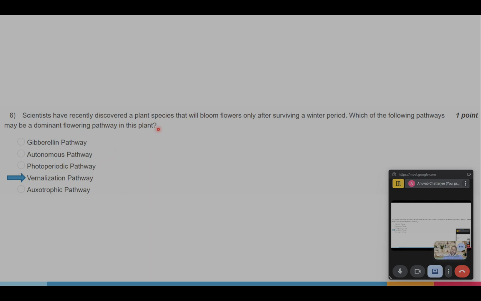So scientists have discovered a plant species that will bloom flowers only after surviving a winter period. Which of the following pathways may be the dominant flowering pathway in the plant? It is going to be the vernalization pathway, because of harsh external environmental stimuli which depend on temperature.